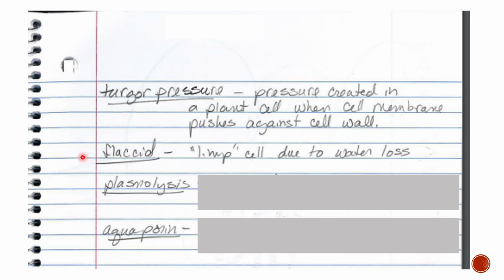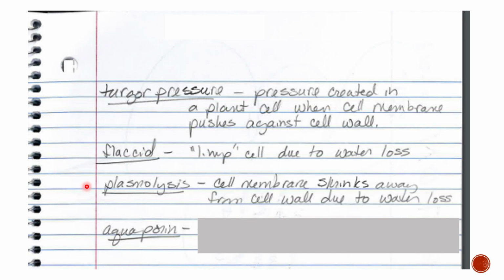Flaccid is a limp cell due to water loss. Plasmolysis: the cell membrane shrinks away from the cell wall due to water loss.